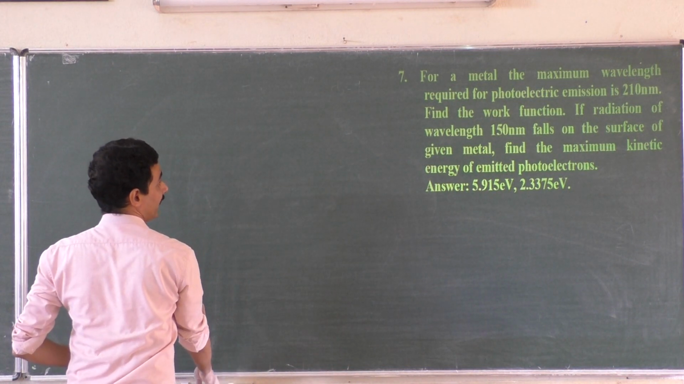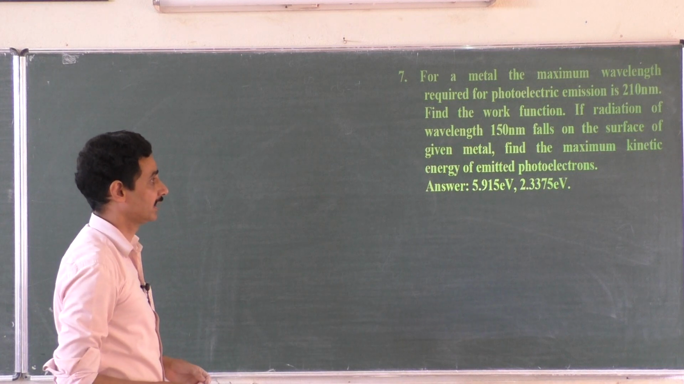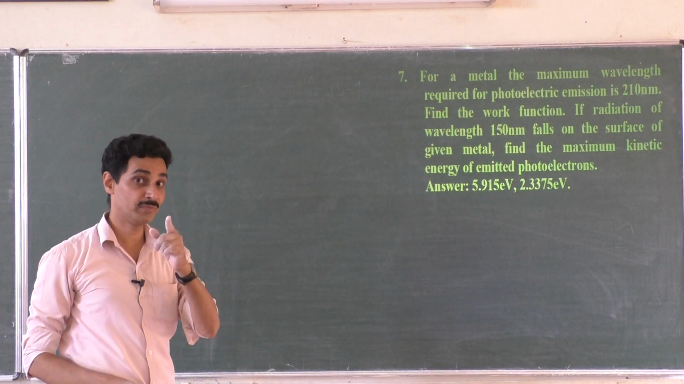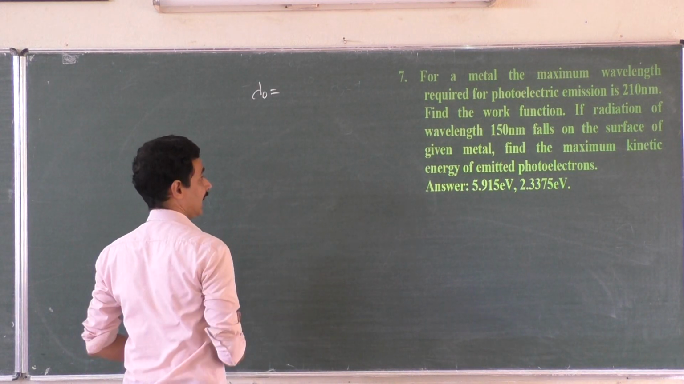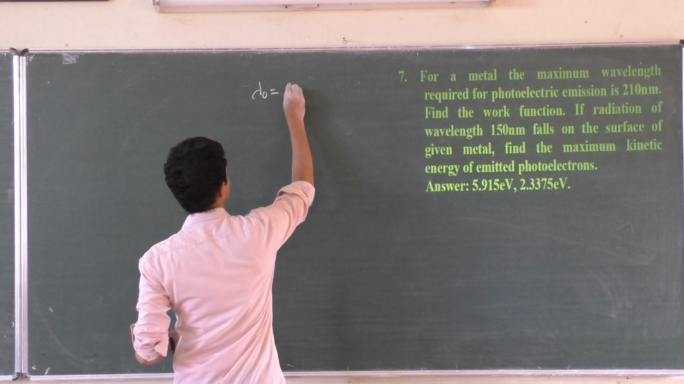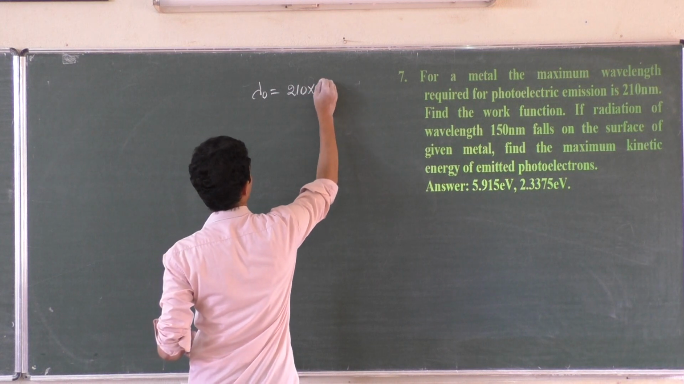For a metal, the maximum wavelength required for the photoelectric emission is 210 nanometer. That is minimum frequency, right? So, shall I write it as this lambda naught? Lambda naught is 210 nanometer.